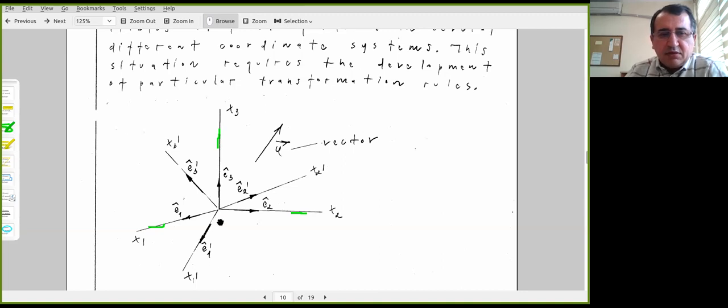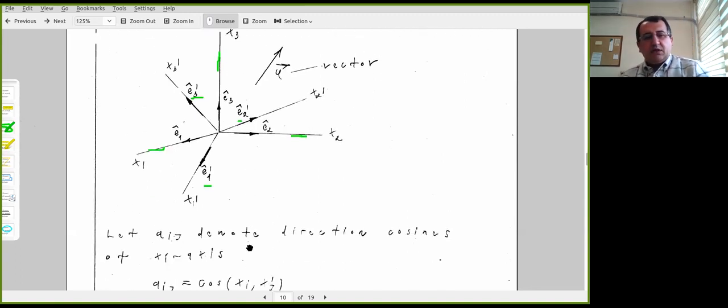So we apply an arbitrary rotation to the axes, and a new coordinate system is generated: x1 prime, x2 prime, and x3 prime. The unit vectors are primed. What are the elements of V in the new coordinate system? It's not too difficult to find this. It requires some results from statics.